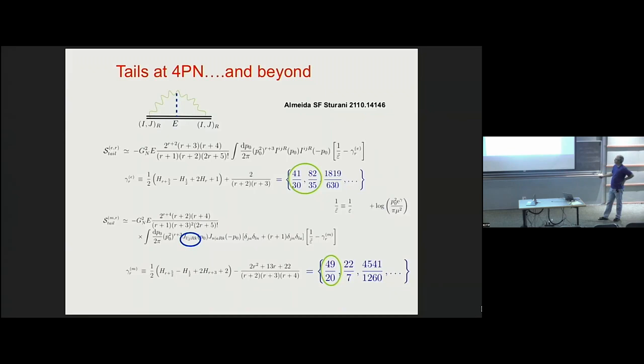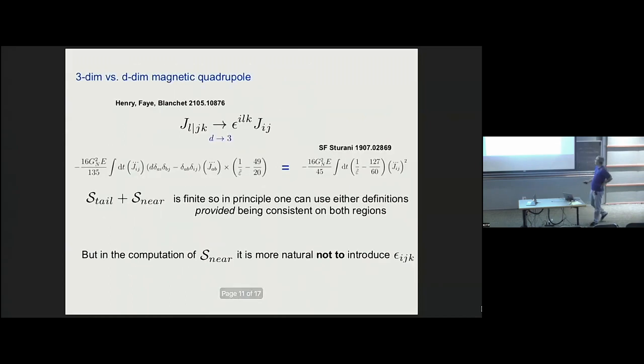This expression of the magnetic multipole is slightly different from the one we had used in the first work, and the coefficient is also different. And let me clarify this a bit. This is our work of 19, where we used the three-dimensional expression for the magnetic quadrupole. And we have this. This is exactly equal to this expression of the paper of 21, where we use the d-dimensional expression for the magnetic quadrupole, which does not involve the Levi-Civita tensor.